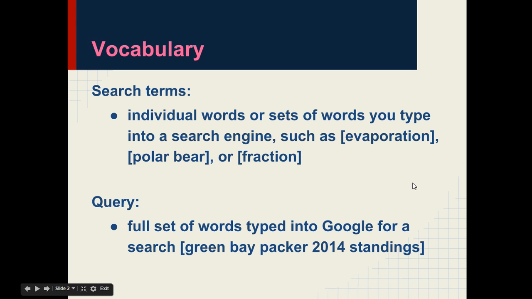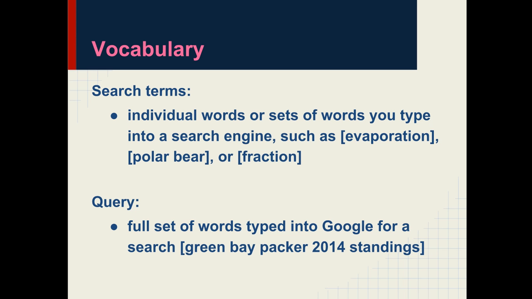Alright, so first of all, what is a query? Well, let's look at what exactly search terms are first. Search terms are individual words or sets of words you type into a search engine, such as evaporation, polar bear, or fraction. A query is a full set of words typed into Google for search or any other search engine. For example, Green Bay Packer 2014 standings. So it's more like a phrase, where search terms are one or two words.